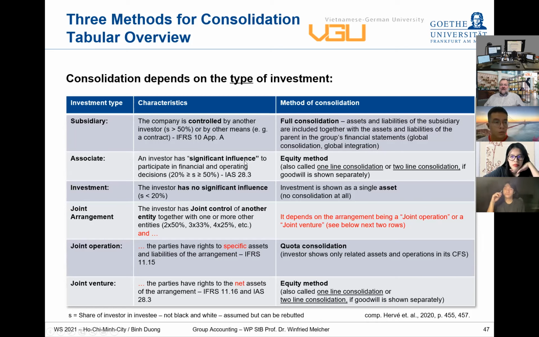And there is one normal investment, which is Q, and that one has to be shown in the financial statements of the group as one single asset. So there is no consolidation of that entity. Questions? No, I think that's clear. So the consolidation is dependent on the type of investment. We have to find out which investment, and then we know which method of consolidation.